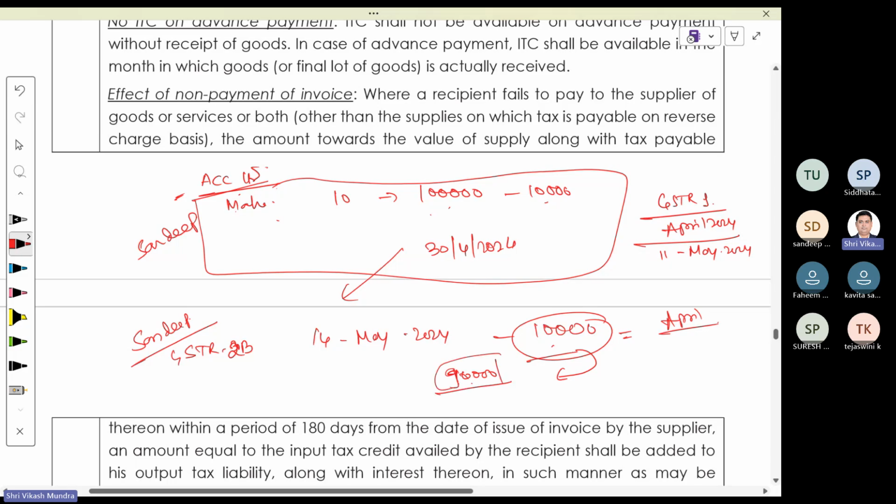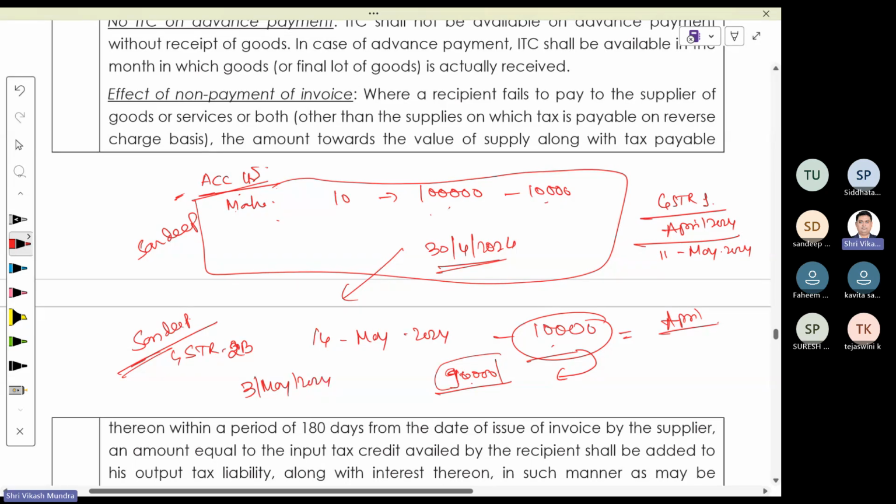Dear student, to claim this ITC, the criteria is that the goods or services against which we are claiming ITC should be received by Mr. Sandeep. ACC Limited supplied these goods on 30th April 2024, but Sandeep has received those goods in his godown on say 3rd of May 2024. It may happen or not.